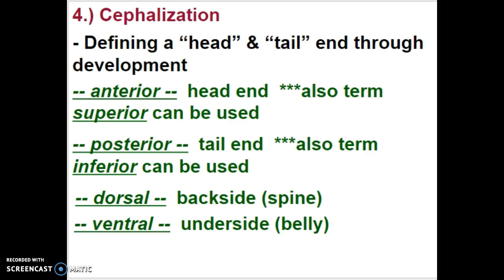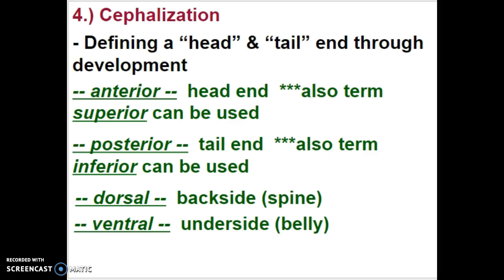And the term inferior can also be used there. So if you were to cut an animal in half crossways at the belly button line, you get a top end and a bottom end. So that's anterior and posterior.